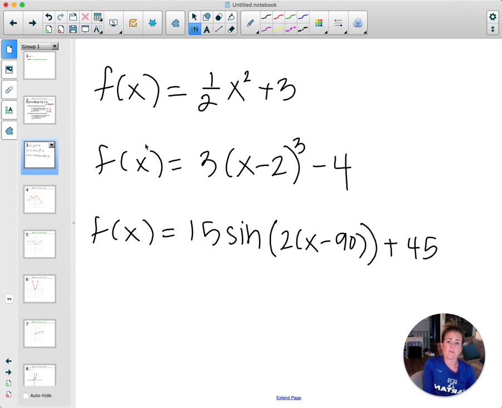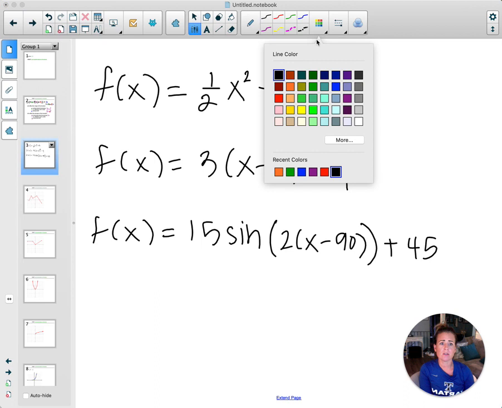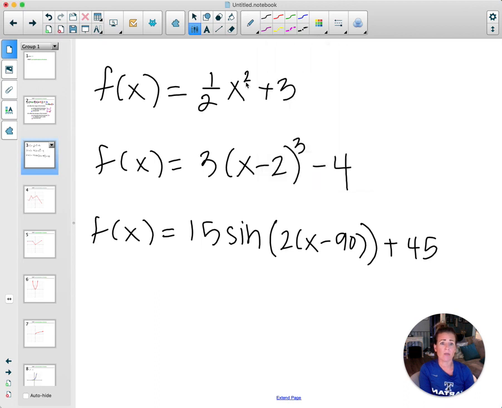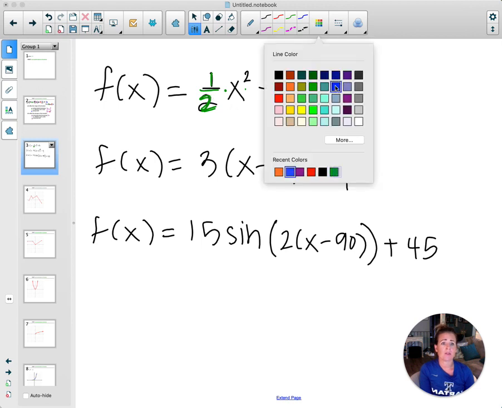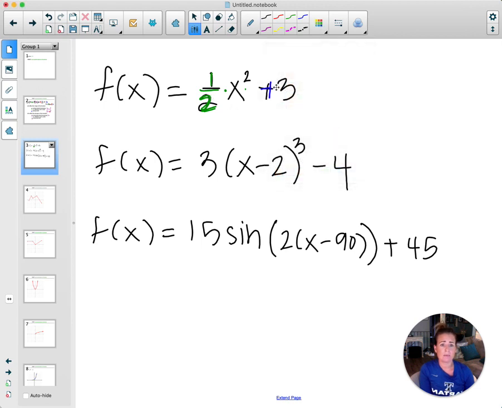All right, so for this first one, again, you want to look for what the actual function is. So this is an x squared function. And then determine if the numbers are inside or outside. So we have this 1/2 outside the function. It is not inside of that squared. So this is an a value. Then the 3 is on the outside. So that's our k value.